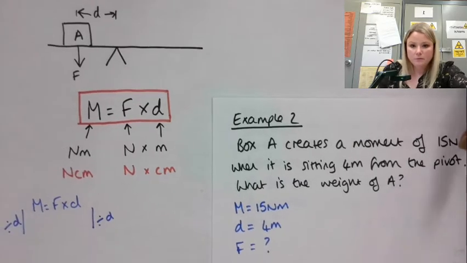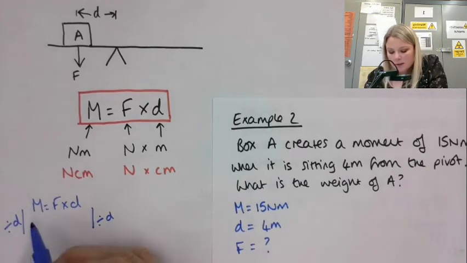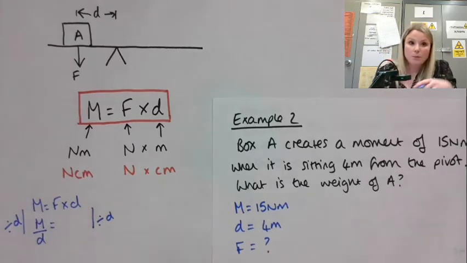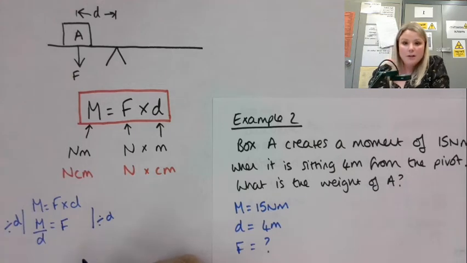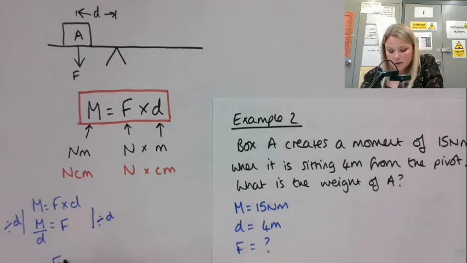Then moment divided by distance, we just write that as m over d equals force multiplied by distance divided by distance. We're just left with force. So our rearranged equation is force equals moment divided by distance.